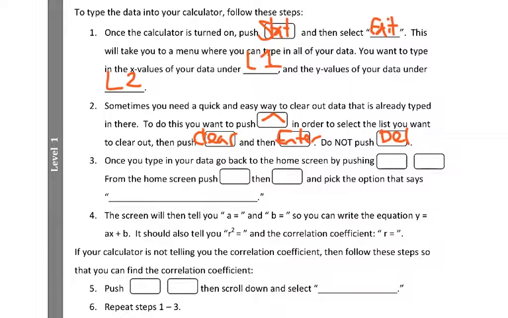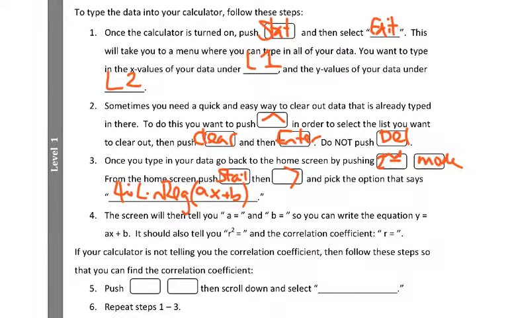Once you type in your data, go back to the home screen by pushing second mode. From the home screen, you're going to push Stat. Then push over once, and pick option 4, 4: LinReg, and in parentheses, it says AX plus B. You should recognize AX plus B by now. That's the standard equation that we've been using this year and that you've used for the last several years.